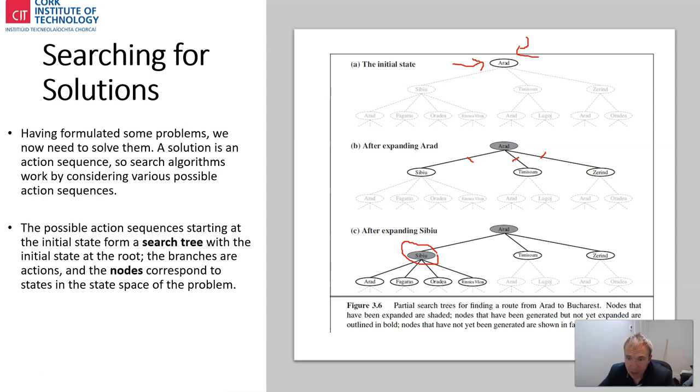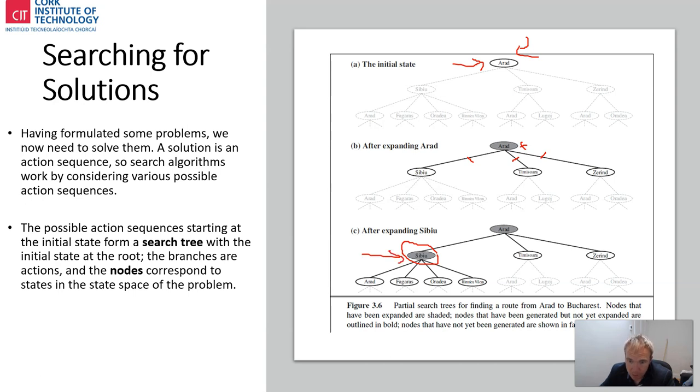So then we need to consider what actions we can take. We do this by expanding Arad, which is why this is highlighted in dark gray. Okay? Then we can look at applying any of our legal actions, which will generate a new set of states, and we add 3 branches. So being in Sibiu, in Timisoara, and in Zerind. Each of them are legal actions. And then we choose which of these 3 possible actions to consider further. Now in this case we consider Sibiu.